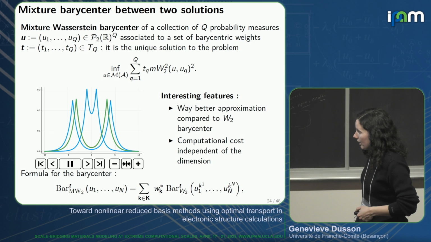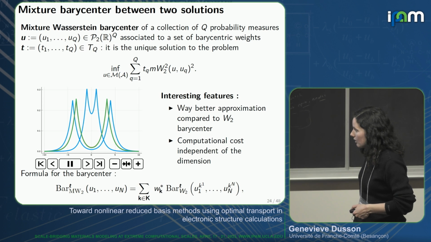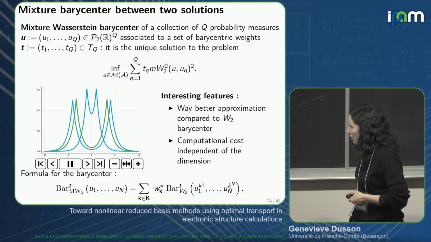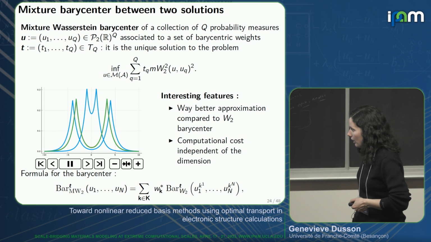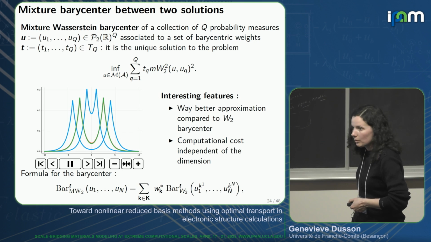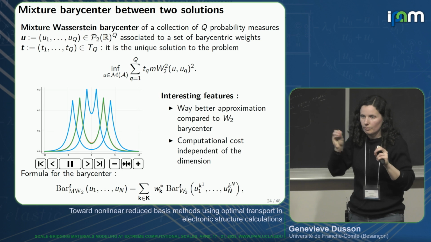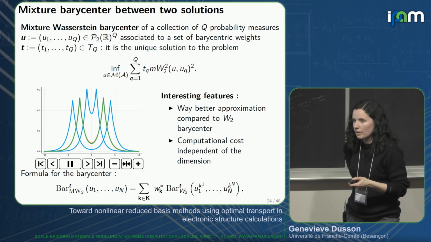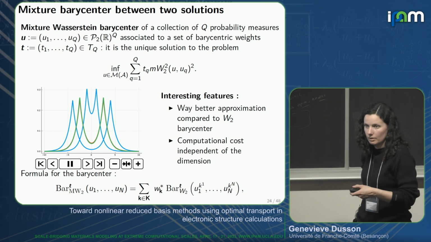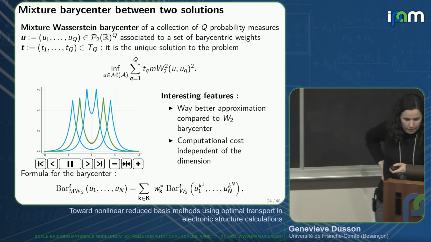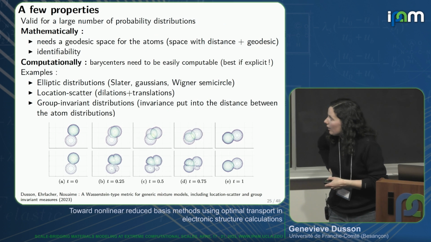Another thing that is quite nice is that we have a formula for the barycenter, which is written in terms of a W that is the solution to a multi-marginal problem. I don't want to go into the details, but this is hard to get. But then if you have a new T, you don't need to recompute those, and you only need to compute the Wasserstein 2 barycenters between individual components. And this, once again, is really quick to get.